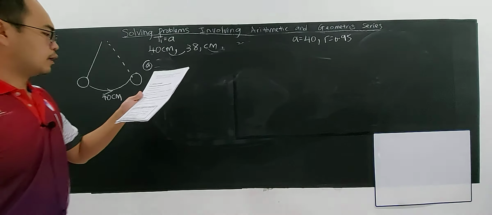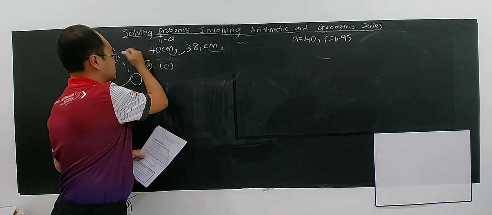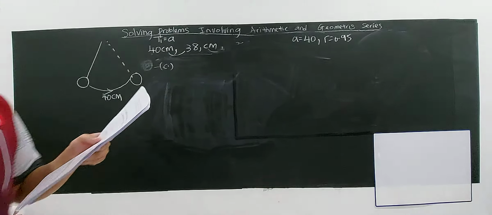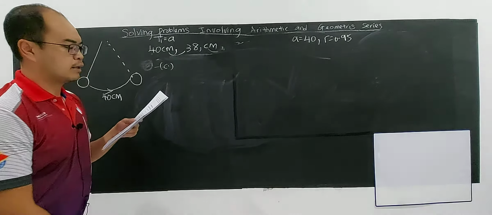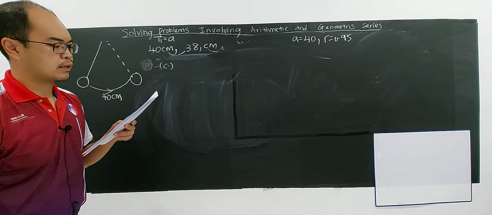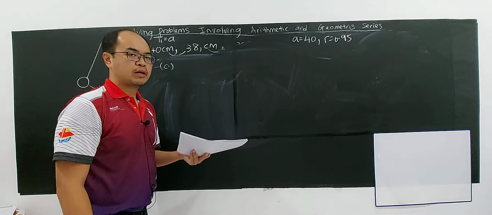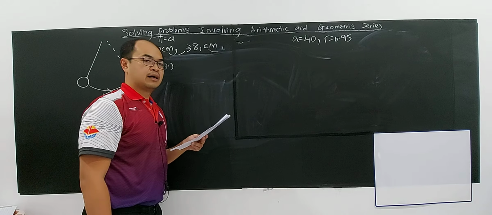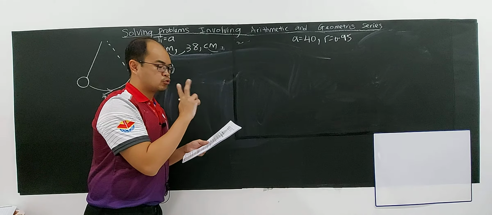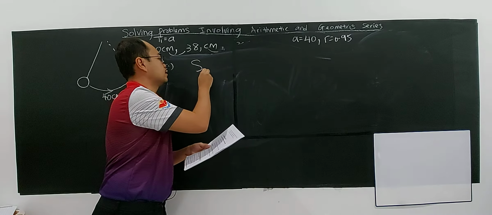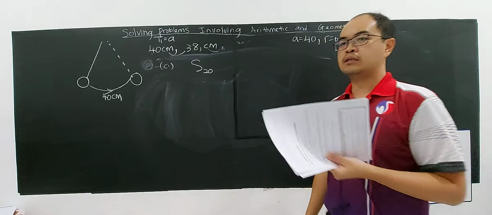Let's look at part C. Find the total distance covered by the pendulum after 20 swings. After 20 swings means S20, because before the 21st swing there are a total of 20 swings. So you need to find the total distance covered by the pendulum after the 20 swings.